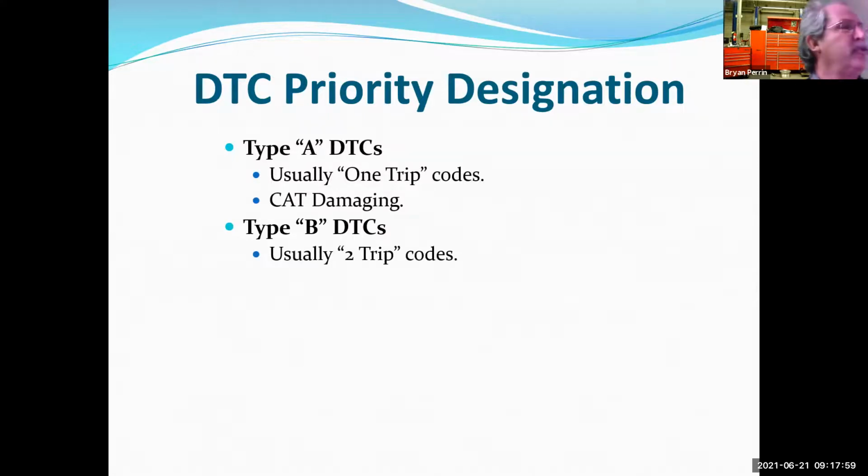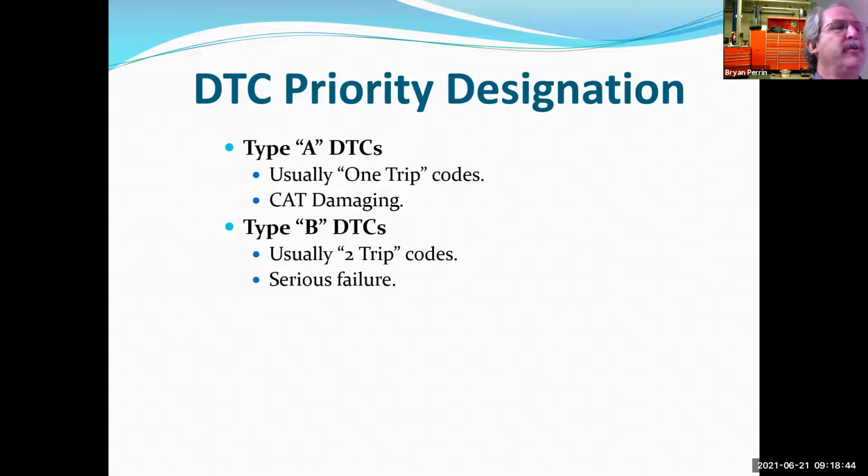Type B codes are normally two-trip codes, although some of these codes may take up to 6 times before they'll actually mature and turn the light on, unless the memory's just been reset. Then it only takes 2 times. So in other words, going down the road, we haven't had a problem in this car in 2 years, and something messes up a couple times, maybe we're not going to turn that light on. We're going to wait to see it 6 times. But if you cleared the memory, the next 2 times it fails, that light's coming right back on. So manufacturers have some strategies there, and part of that's for customer satisfaction.